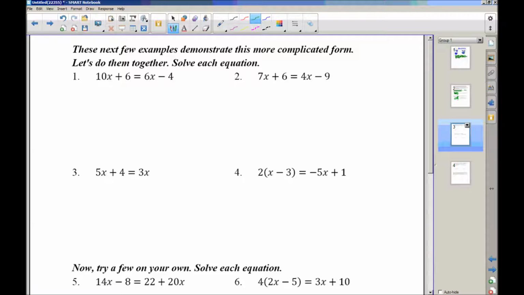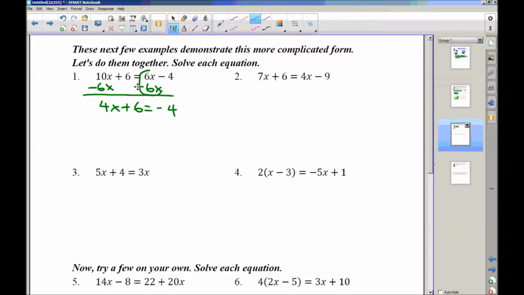No like terms on either side can be combined. You could do minus 10x to both sides or minus 6x. I always pick the smaller one. It ensures that the other side will end up with positive numbers. Okay. So this will give me 4x plus 6 equals negative 4.